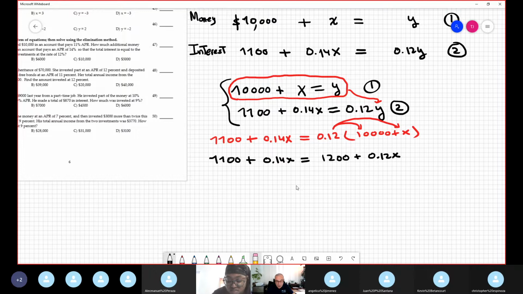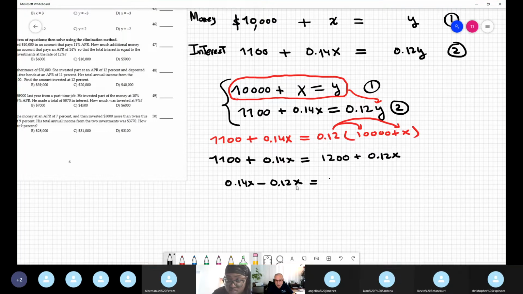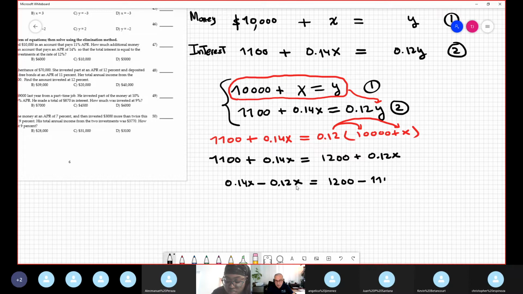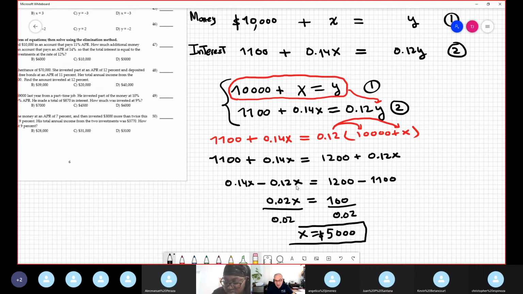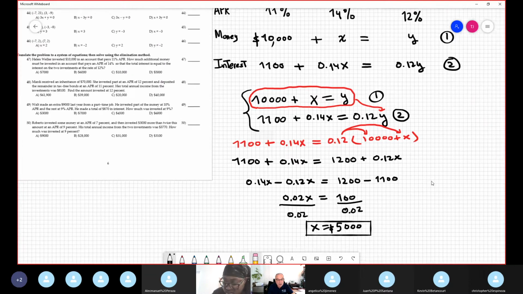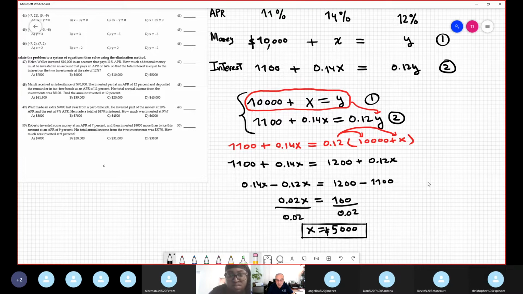So, for example, you bring down 0.14x and you put it on the left. You move 0.12x to the left also, but as a subtraction, negative. So on the right-hand side, I bring down 1200 minus 1100. Okay, we combine later. This is 0.02x and this is 100. Finally, divide by 0.02 on both sides. x alone is equal, you put it in a calculator, why not? It is $5,000. This represents the extra money that you need to deposit in the account that corresponds with the 14% in order to get the same interest. You take the total money and deposit it in the 12% account. And the answer is this, D.